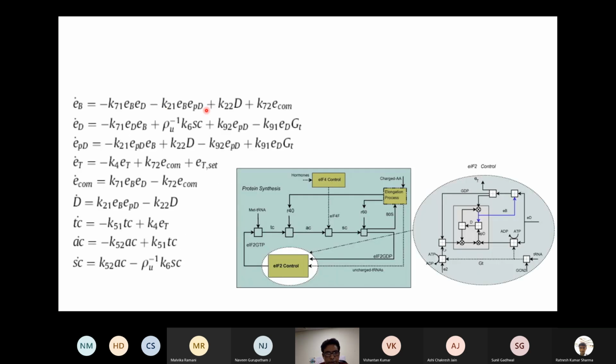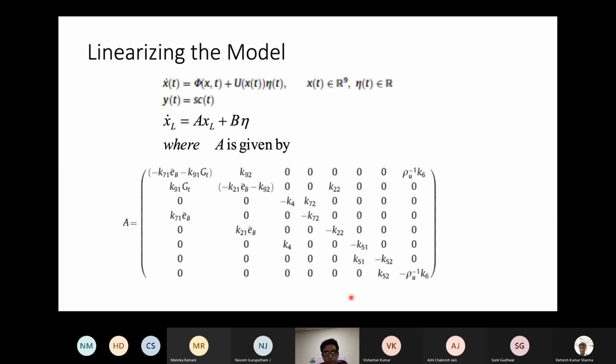So I could have got this term. Let's say look at this one. This is linear. Let's look at this one, the d dot. If I were to partially differentiate this with respect to E_B, I'd have K21 E_PD, evaluated at E_B0, E_PD0, times (E_B minus E_B0), right? That would be the way I would do this, and I could go ahead and do that here also, right?